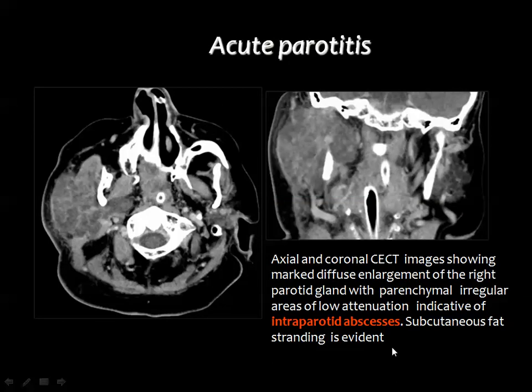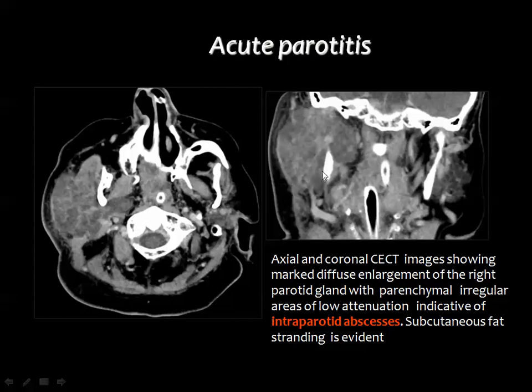Then this is acute parotitis with intraparotid abscesses. All these loculi that are marginally enhancing of fluid density may represent the intraparotid abscesses. Also, you can see very well the stranding of the subcutaneous fat. And this process involves both the superficial lobe as well as the deep lobe. And this is clearly evident in the coronal plane.